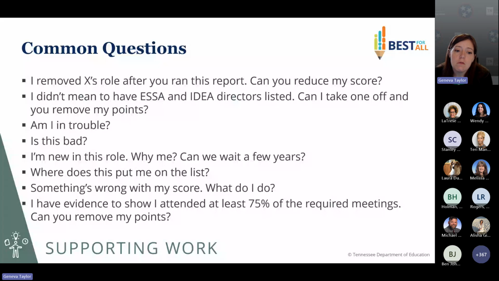Some folks, especially those of you that find yourself back in level 1, which is a lower risk tier, say, well, where does this put me on the list? And we do not release where you are on the list, but we do give you the reason why you were where you were on the list.